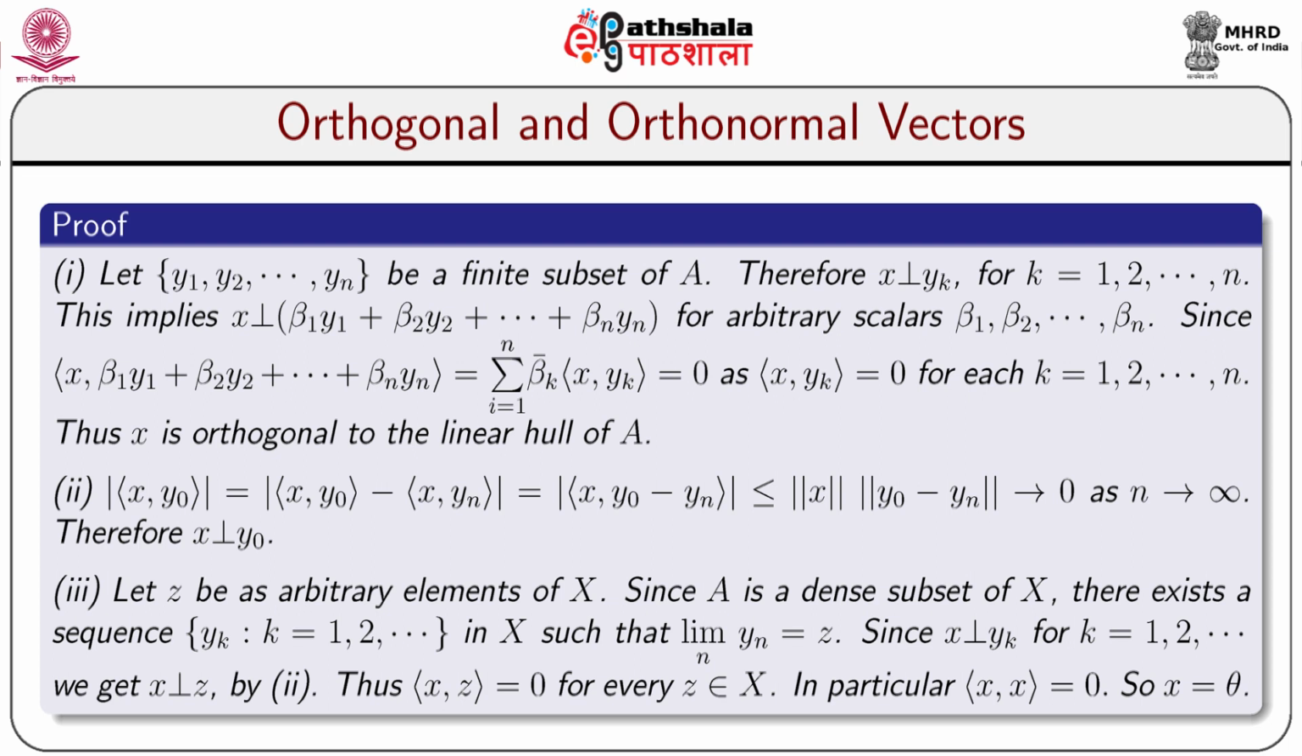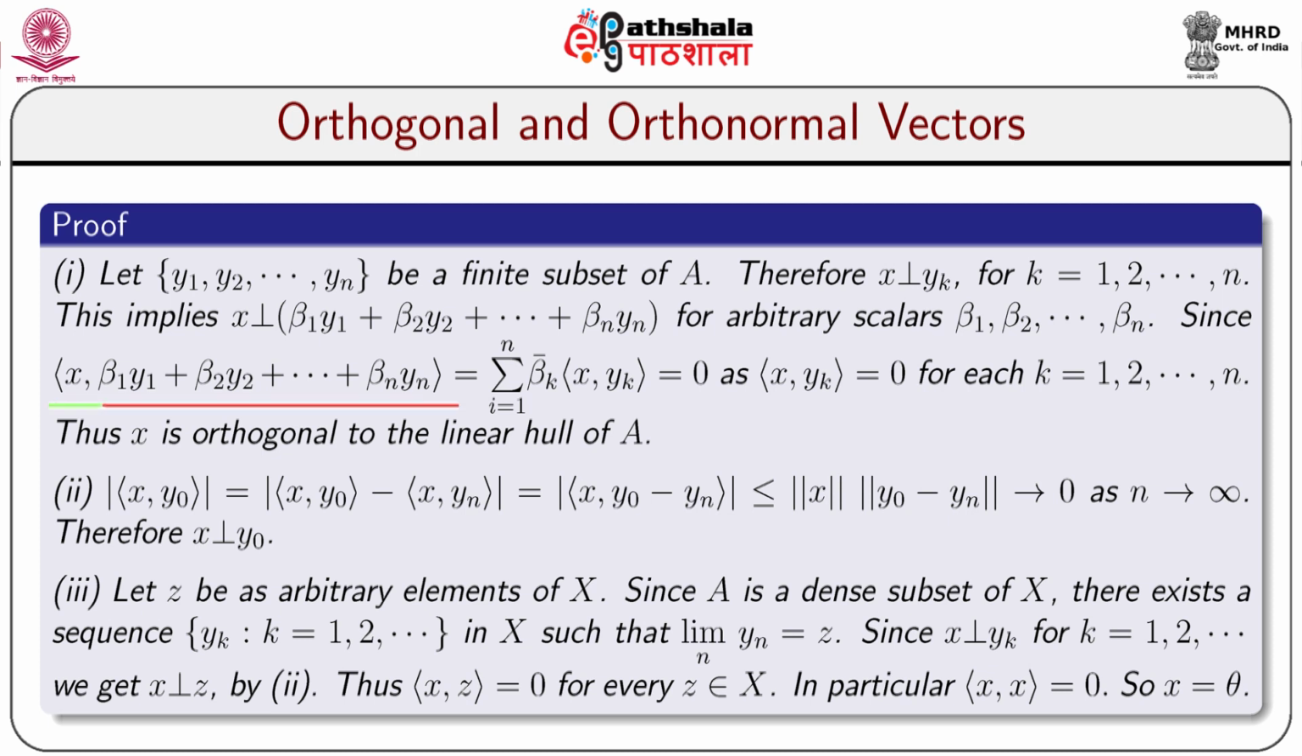As inner product x comma yk is equal to 0 for k equal to 1, 2 up to n, we see that beta 1 bar inner product x comma y1 is equal to 0, beta 2 bar inner product x comma y2 is equal to 0, dot dot dot, beta n bar inner product x comma yn is equal to 0, and consequently x is perpendicular to beta 1 y1 plus beta 2 y2 plus dot dot dot plus beta n yn for arbitrary scalars beta 1, beta 2, dot dot dot beta n, but the scalars are finite.